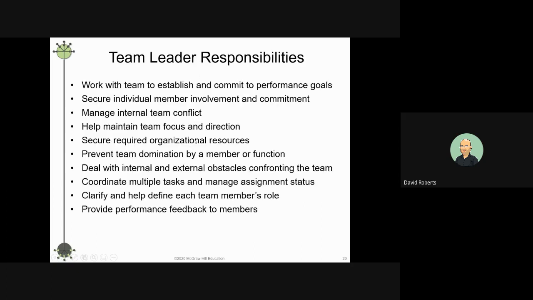All right. Team leader, not too different from any other team leader. Establish goals and commit to those performance goals or those KPIs. Make sure that individual members are on board. Managing conflict, which is actually a course I'm teaching this term, about conflict resolution. Again, providing focus. Again, preventing team domination by a member. I see that sometimes in a class, and there's nothing wrong with the students doing it. They're just participating a great deal.